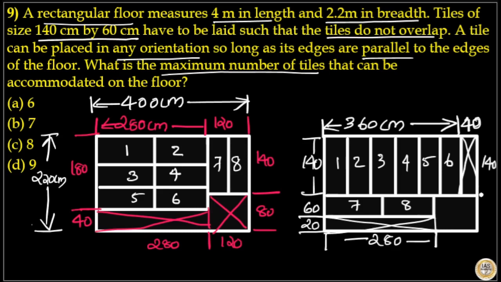Here it also, this is 140. So the remaining is 80. So this is also 280 plus 120. So this is also 120 into 80. So this area will also not cover. So only 8 tiles can be filled in this area. So your answer is option C. Total 8 tiles can be filled in this floor.